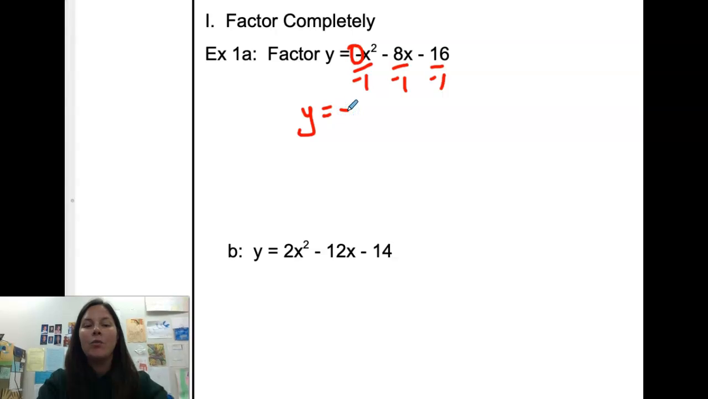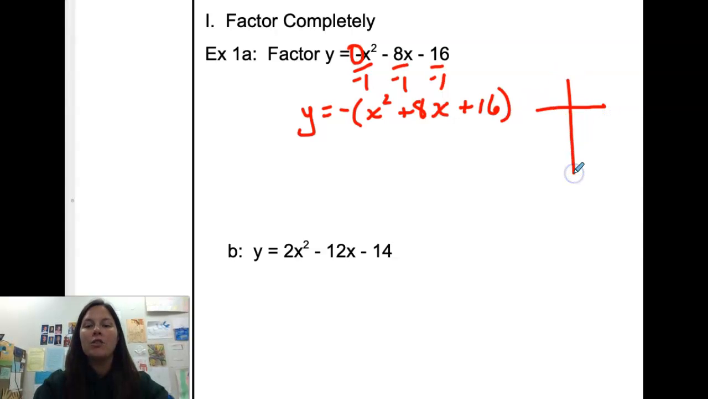Now that -1 can turn into a negative sign or leave it as a -1 if you need that there to help you organize your work. On the first term, those negatives cancel. On the second term, those negatives cancel. And on the third term, those negatives cancel. So I end up with 3 positive values inside my parenthesis.